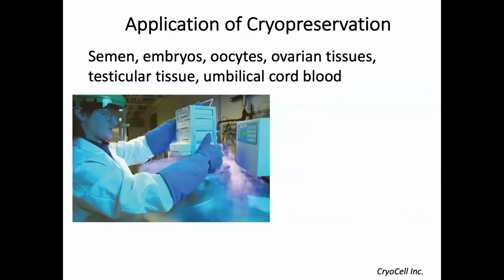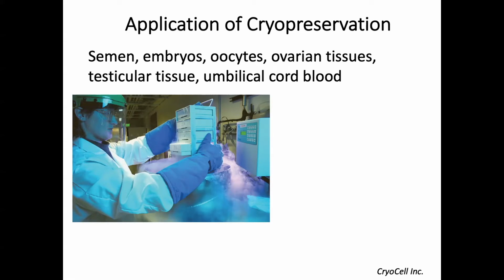What kind of cells need to be stored for future use? Actually, semen, embryos, oocytes, ovarian tissue, and testicular tissue. These are very useful materials in medicine.